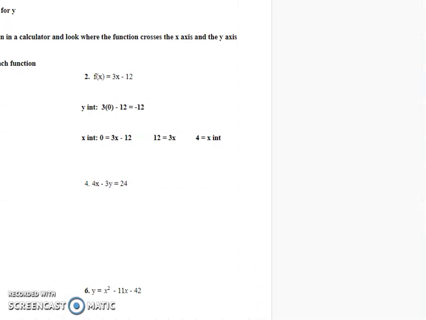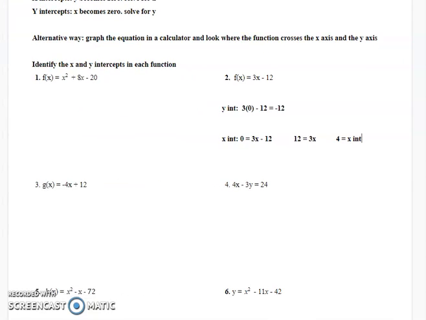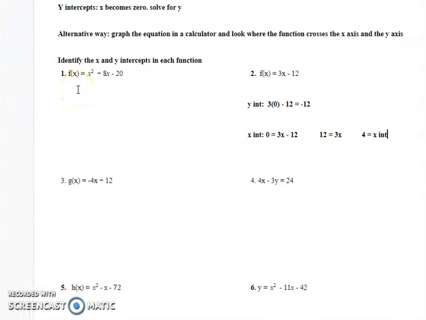Now let's do a quadratic one. Number 1's quadratic. First up, for the y-intercept, you make x 0. So that becomes 0 squared, which is 0, plus 8 times 0 is 0, minus 20. Just like with linear equations, the y-intercept is just the number that's not being multiplied times x. So the y-intercept for number 1 is negative 20.